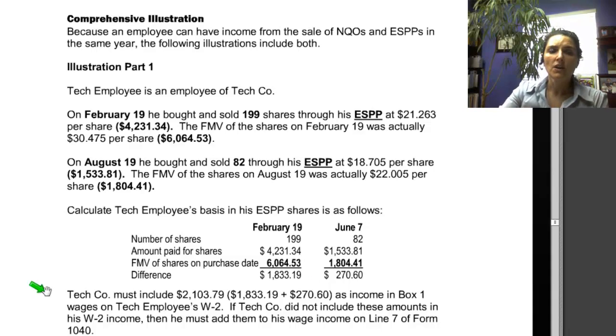on June 7th. Well, tech company is required under the law to treat this difference or spread as wage income in Box 1 of tech employee's W-2. So what that means is that the company is going to gross up the employee's wages by $2,103.79. Now, if tech company did not do this, that is, did not include these amounts in his W-2 income, then he must add them to his wage income on line 7 of the Form 1040. But most companies pretty much have their act together in this regard, and they have done the gross up. But as a tax preparer, we cannot assume that the gross up has happened. We have to go look for it.